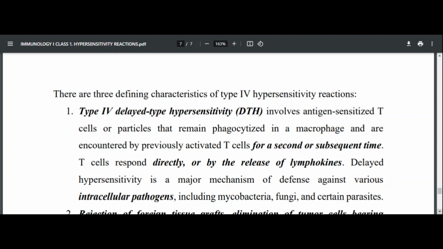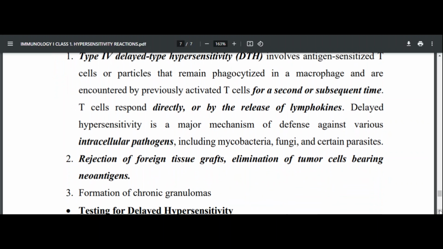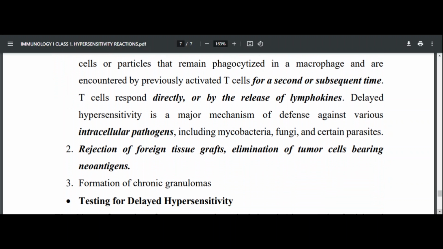The second type of characteristic of type 4 hypersensitivity reaction is rejection of foreign tissue grafts, and elimination of tumor cells bearing new antigen. This is also another type of type 4 hypersensitivity reaction. So this is rejection of foreign tissue graft and also destruction of new antigen or tumor cells.